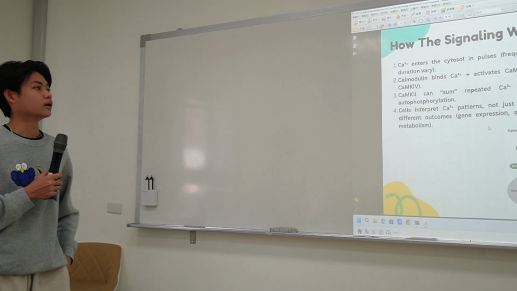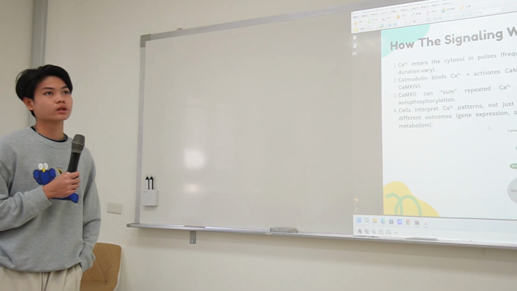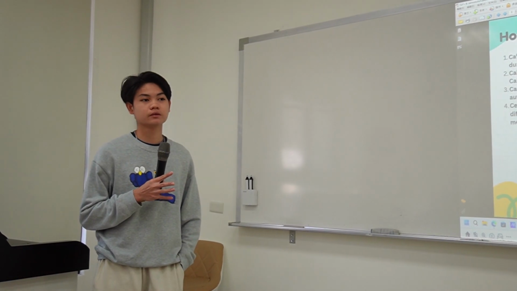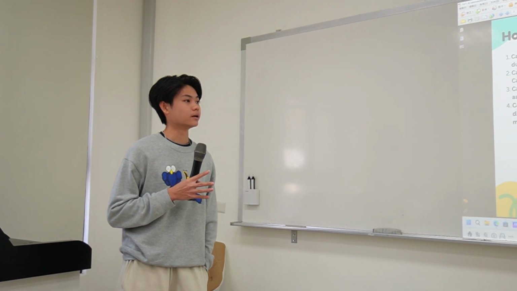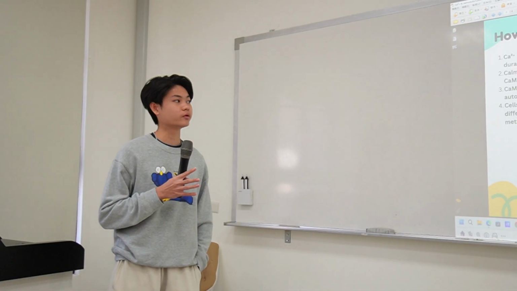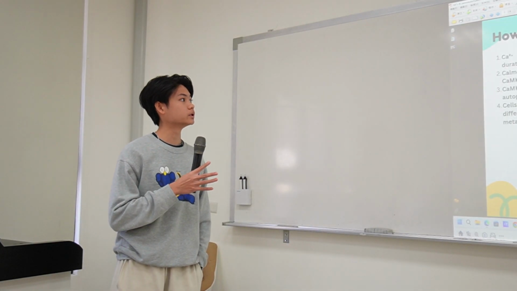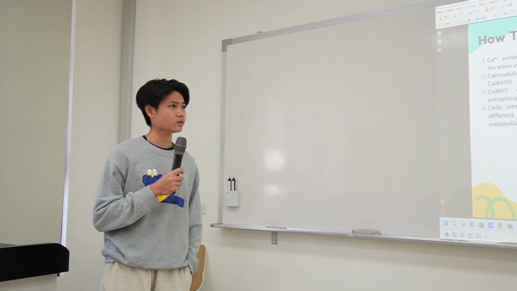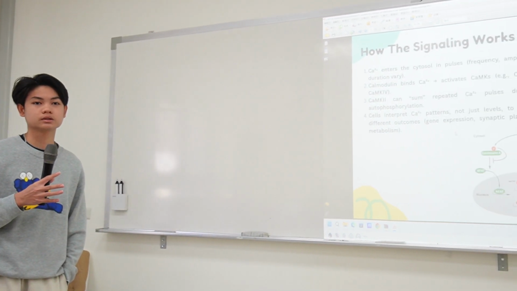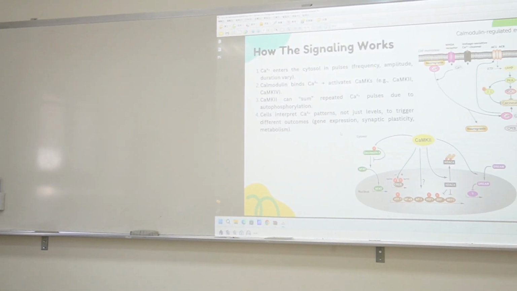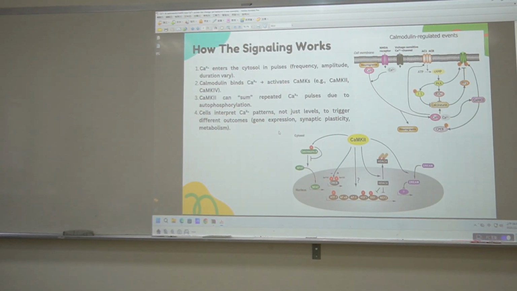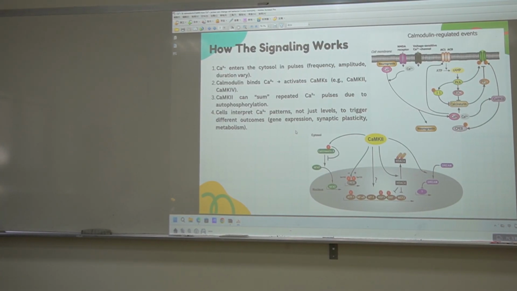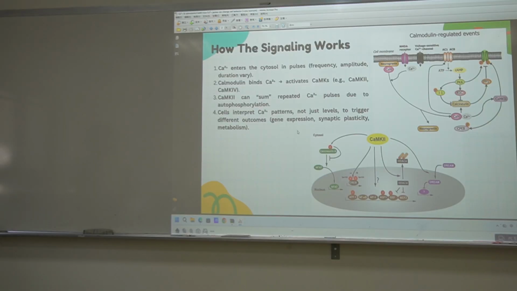So, how does the signaling work? First, Ca2+ pulses rise in the cytosol, and the pulses may vary in frequency, amplitude, and duration. The second is that calmodulin binds Ca2+. Calmodulin can bind 4 Ca2+ ions, transforming from an inactive to an active form.